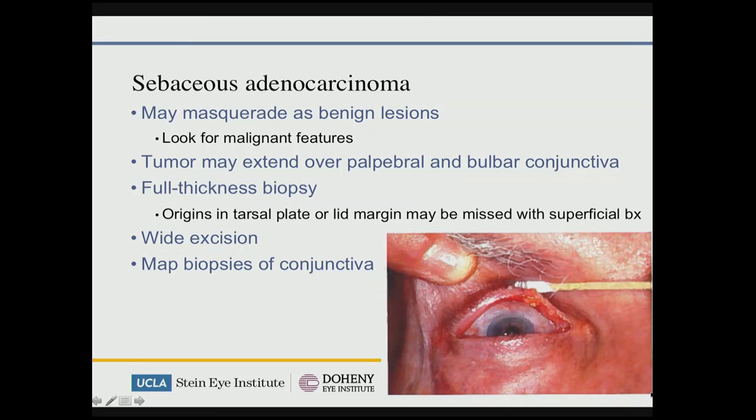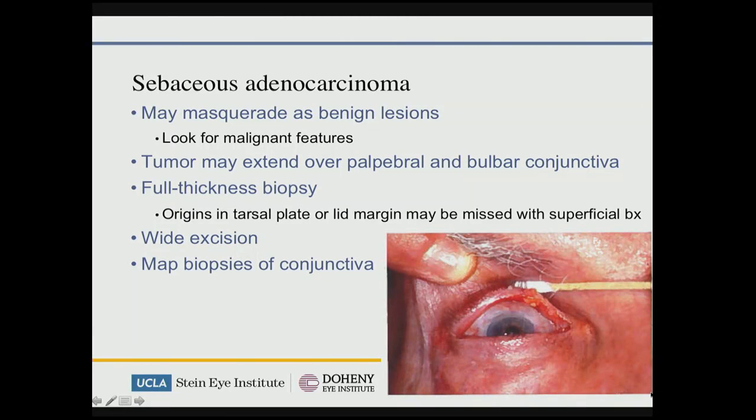So sebaceous adenocarcinoma may masquerade as benign lesions, and it's something to consider, for example, in patients with recurrent chalazions in the same area. But you want to look for malignant features as well. Again, any sort of bleeding or destruction of tissue or lash loss in that area.